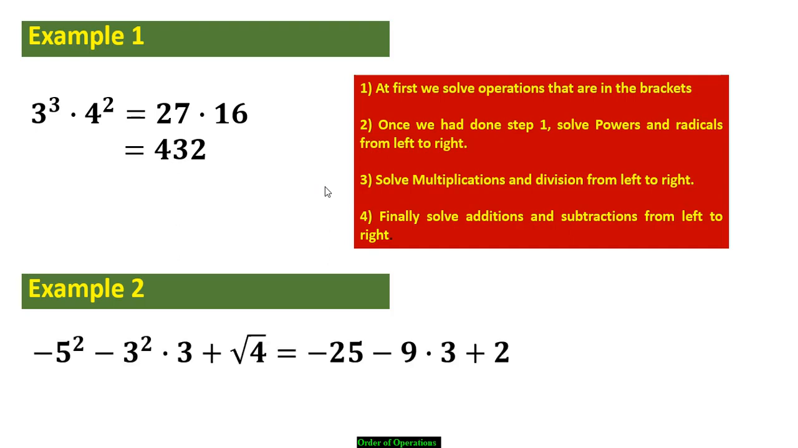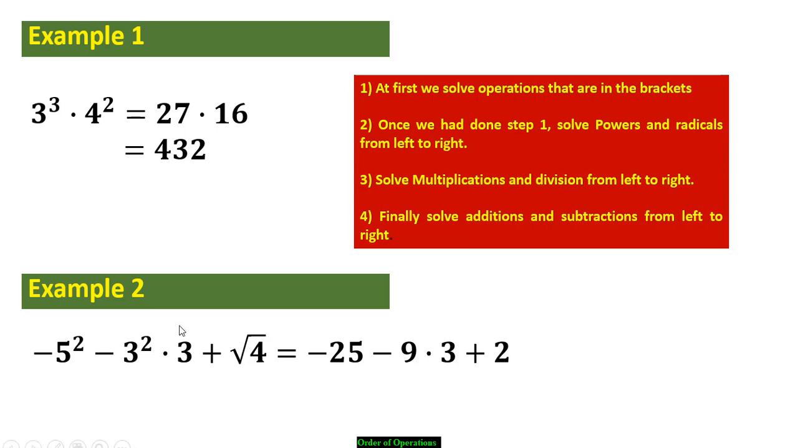So in example 2, we have a more difficult operation because we have radicals, we have powers, we have a multiplication, we have additions, we have subtraction. So we have to apply the order of operations. At first, we have to solve operations that are in brackets. The same as the first example, we don't have brackets, so we go to step number 2, that is solve powers and radicals from left to right.